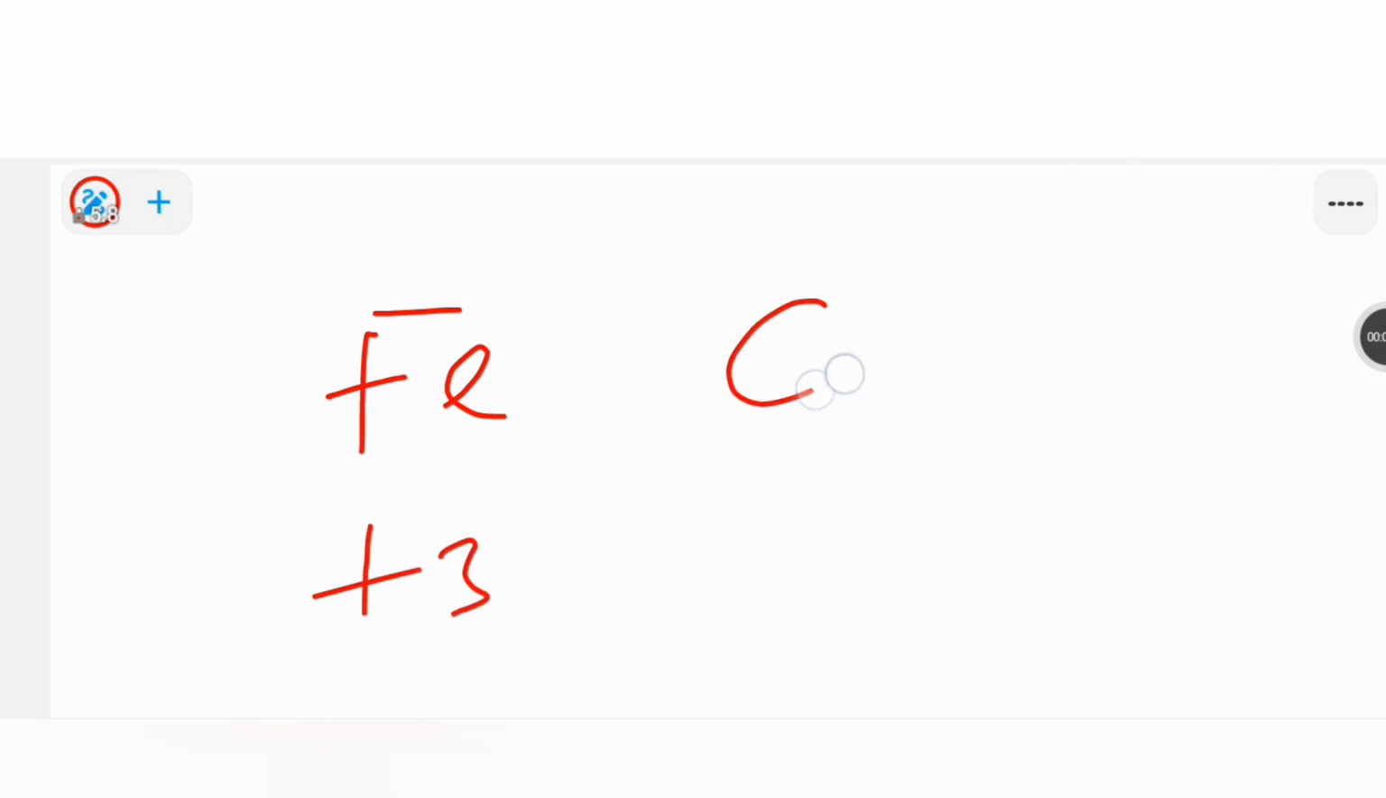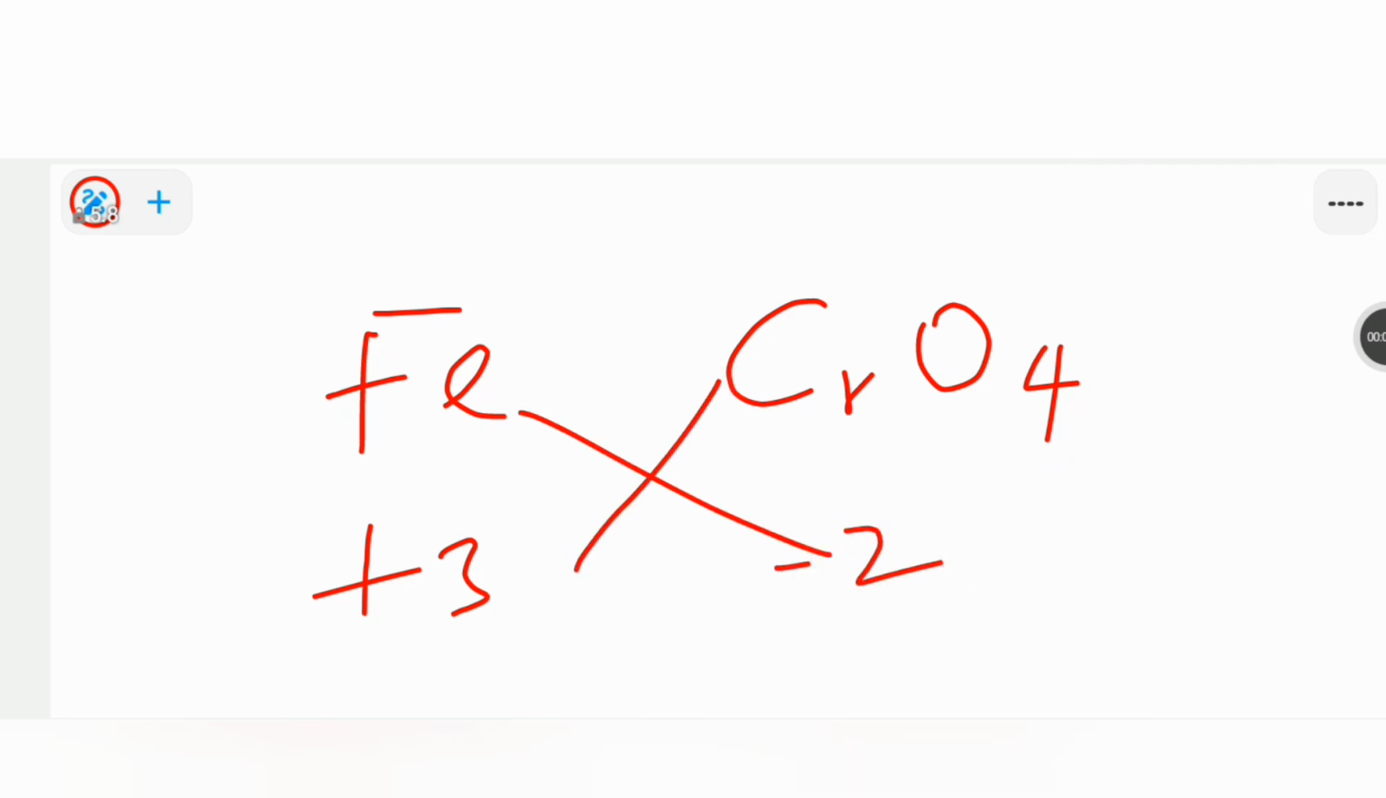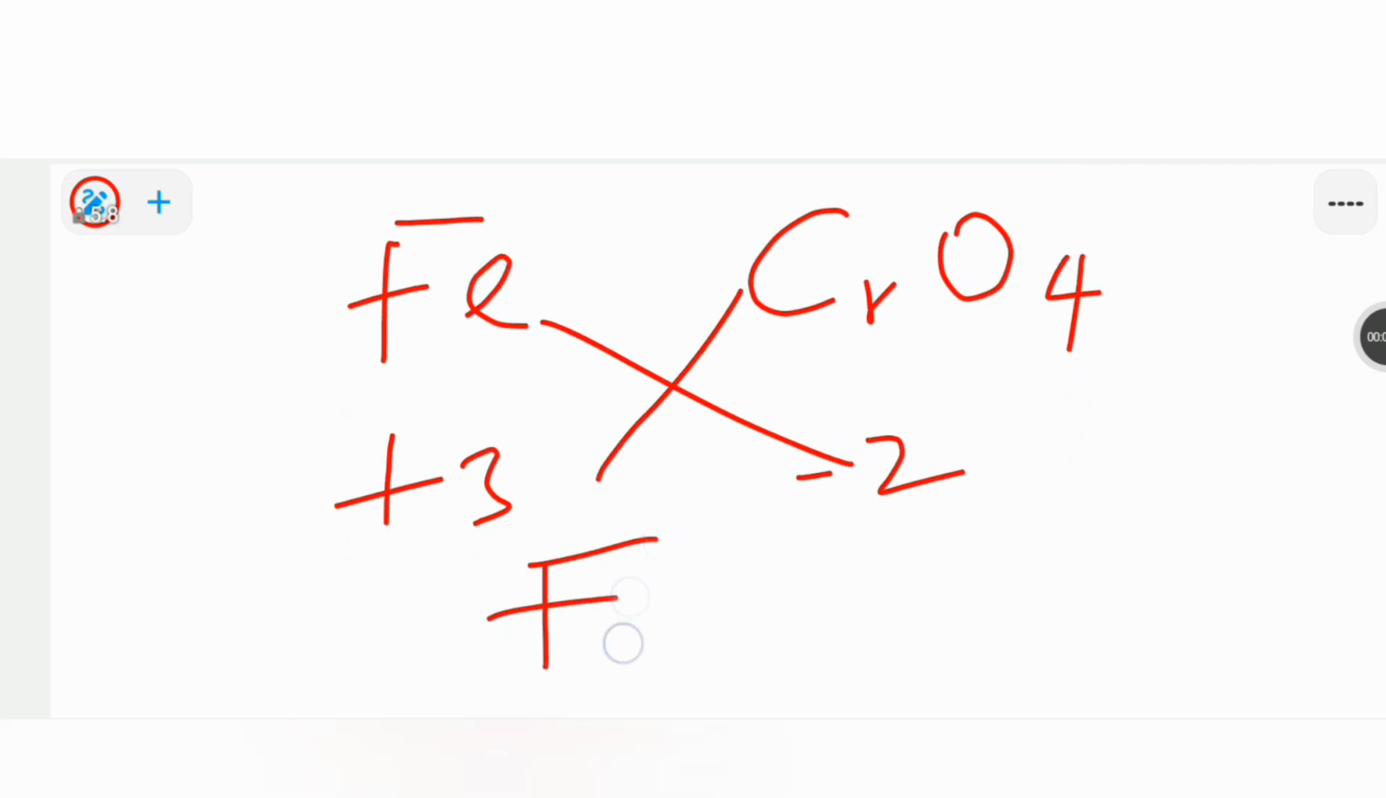And your chromate is CrO4. The power of this ion is 2, -2. So interchange your powers like this. So you're going to have Fe. This Fe will take this 2 here.